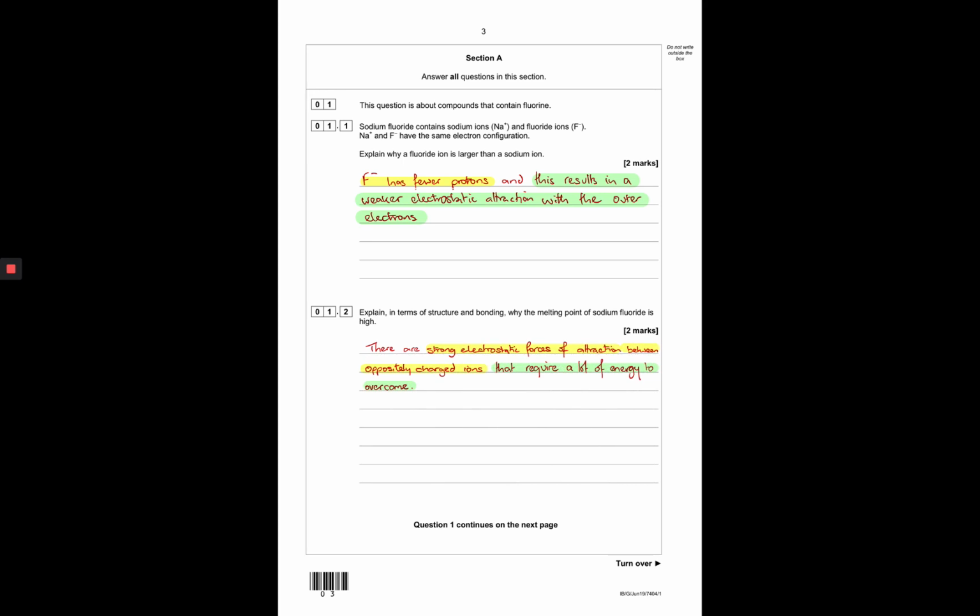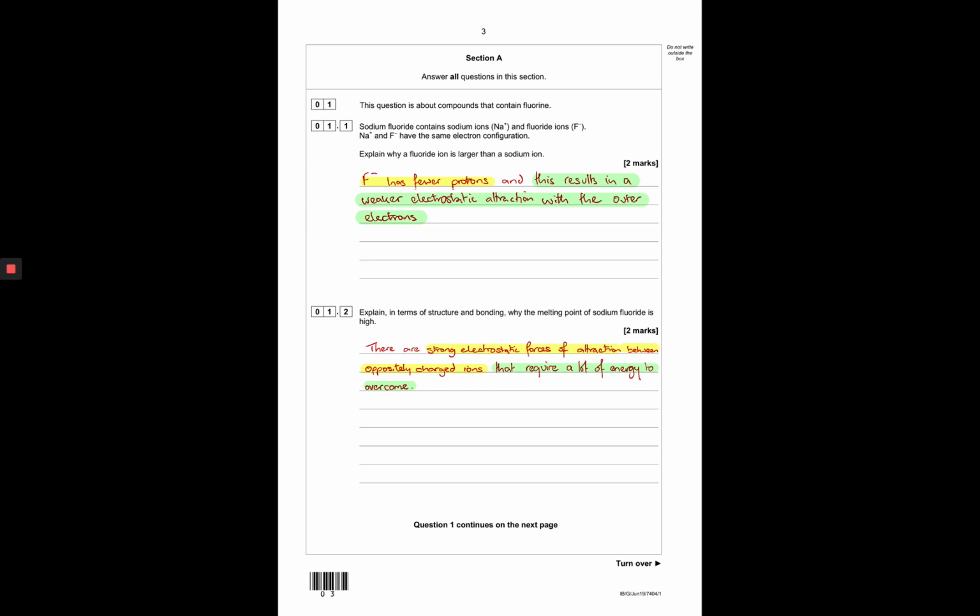Again, we've been talking about electrostatic forces of attraction. Please don't just say strong forces. You must say of attraction. It's not enough just to say forces or strong forces. And why has that attraction come about? Well, it's come about because there are oppositely charged ions. And then a consequence of that, which is the 2nd mark, is that if you have these strong forces of attraction, and we've explained what they're between, then that's going to require a lot of energy to overcome.